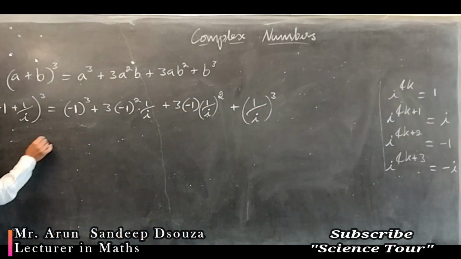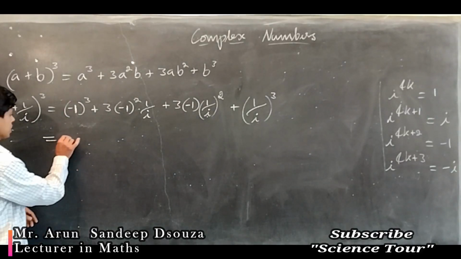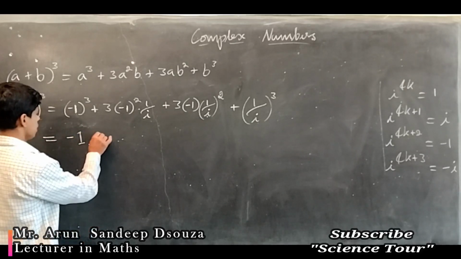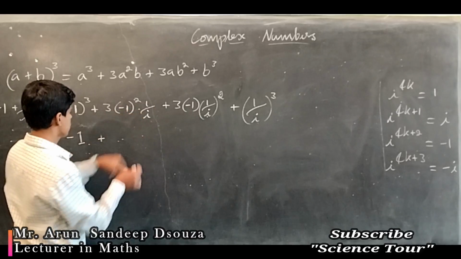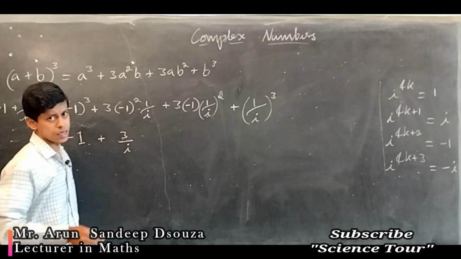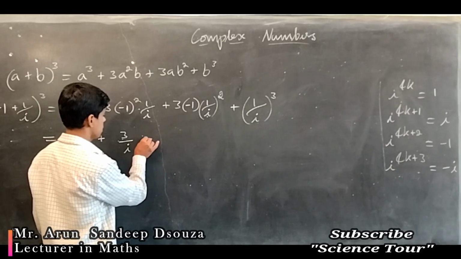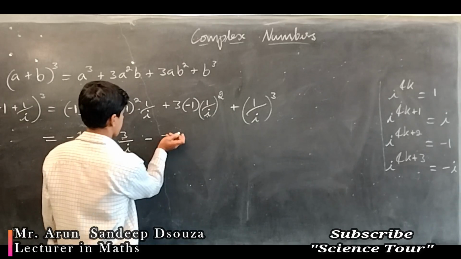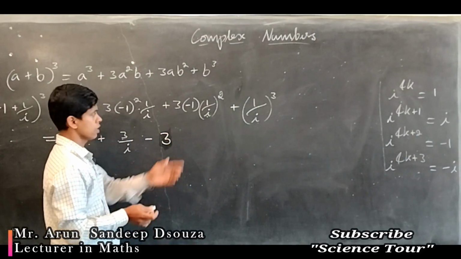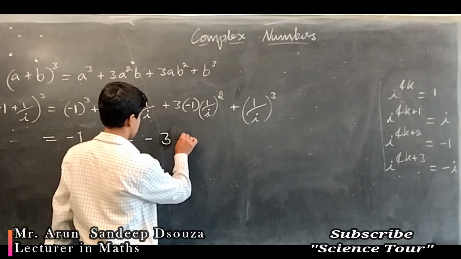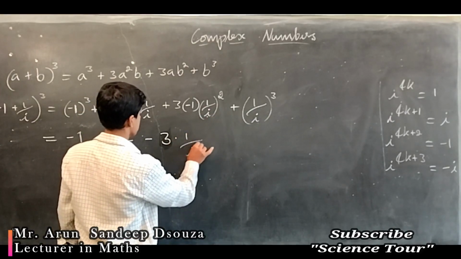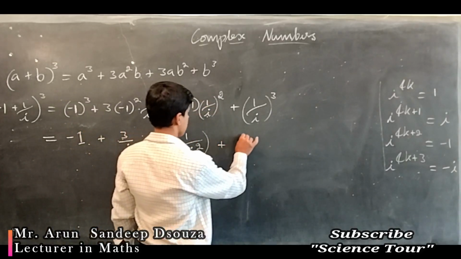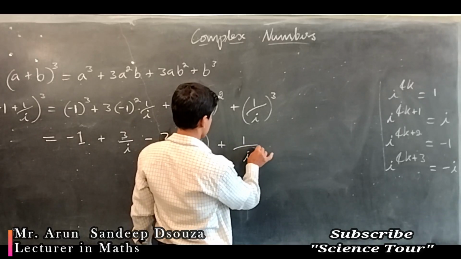Well, let me simplify these things. Minus 1 whole cube is minus 1 into minus 1 into minus 1, so minus 1. Minus 1 square is 1, so the term is 3 by i. Then 3 into 1 square, this is 1 i square. Take the square here also. Then this is 1 cube over i cube.